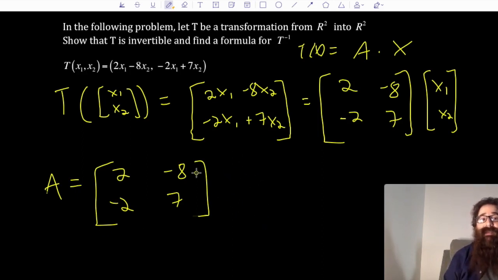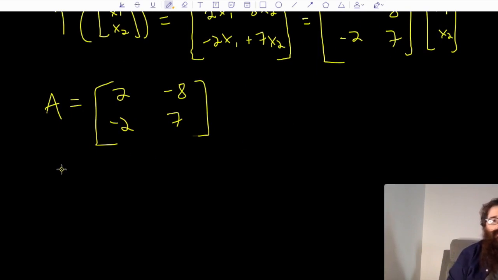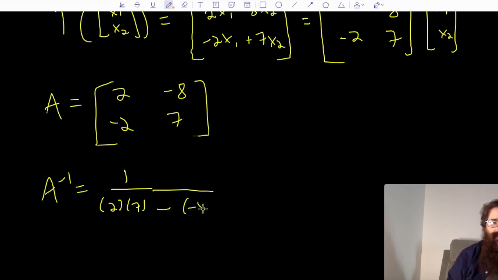If I find the inverse of this matrix, then I can build an inverse to my linear transformation. So let's find the inverse here. A inverse, if I remember that formula from earlier in the course, I would want 1 over, then I would multiply along the main diagonal, that's 2 times 7. And then I want to subtract away the product along the off diagonal, that's negative 8 times negative 2. And this is a coefficient that's going to scale into the following rearrangement of the matrix.